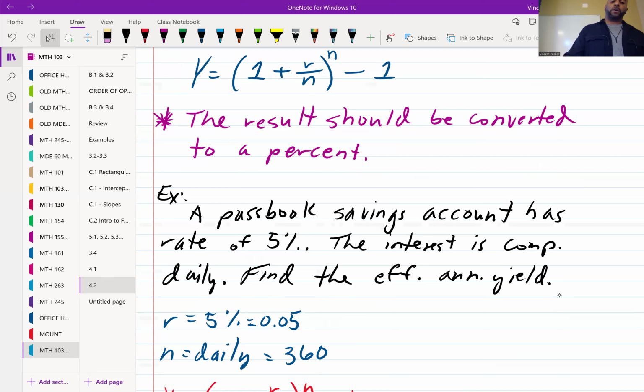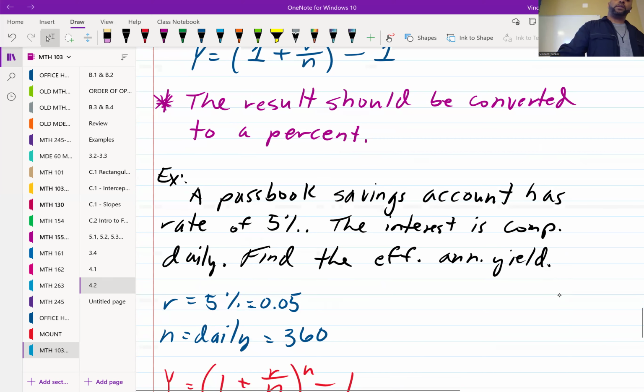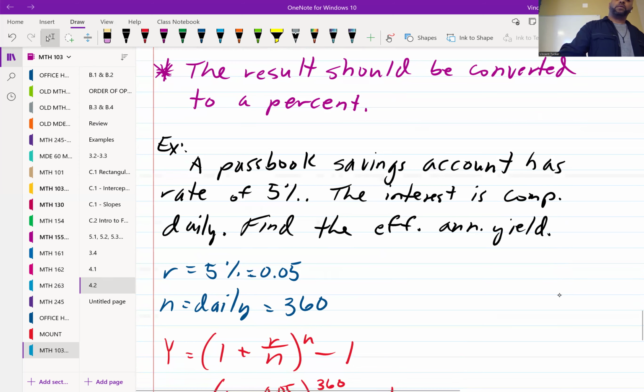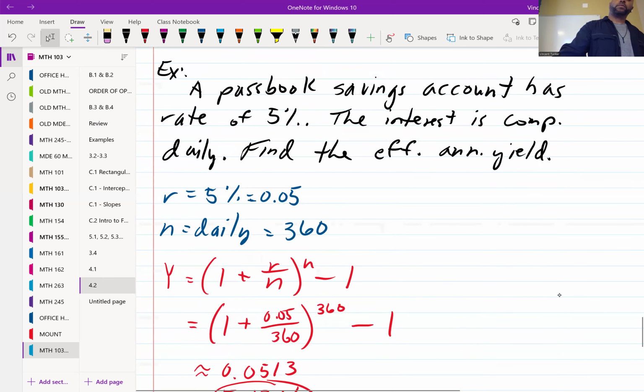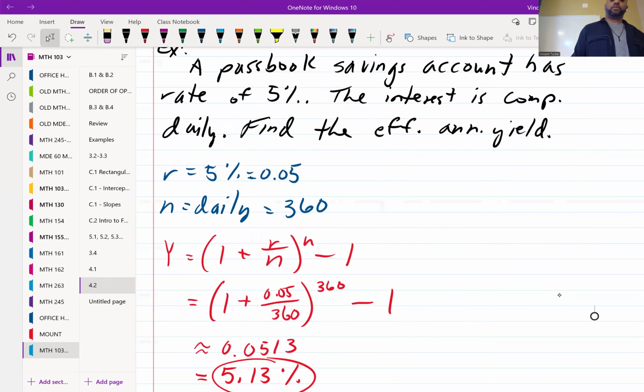So our rate is 5% and it's compounded daily, which is 360. All you need is R and N. So that'd be 1 plus 0.05 divided by 360, raised to the 360 power, minus 1, and that'll give you 0.0513, which is 5.13%.